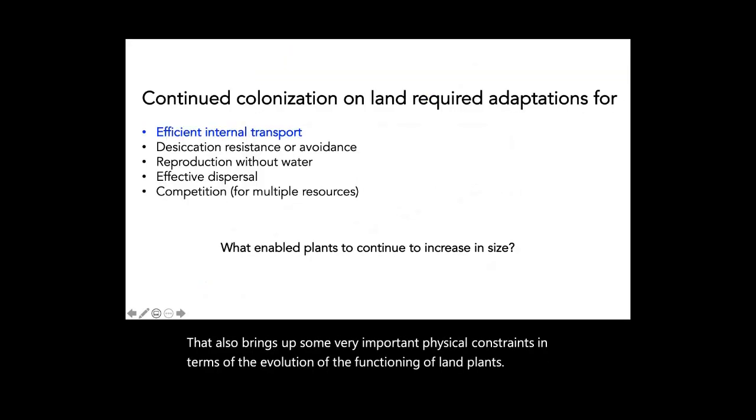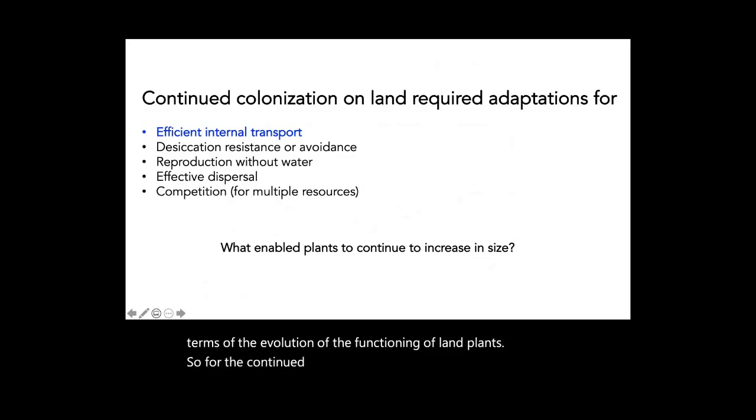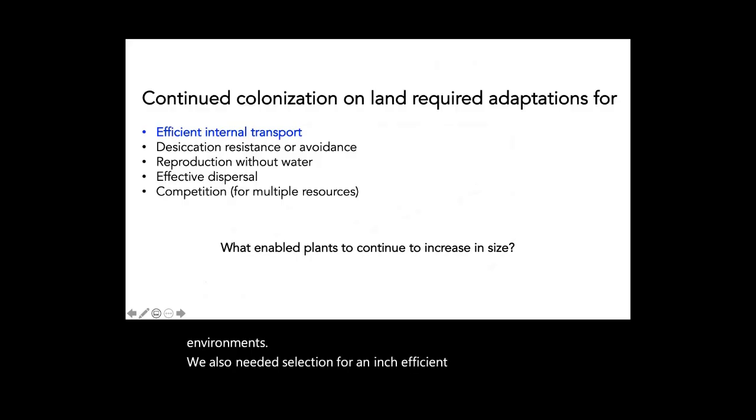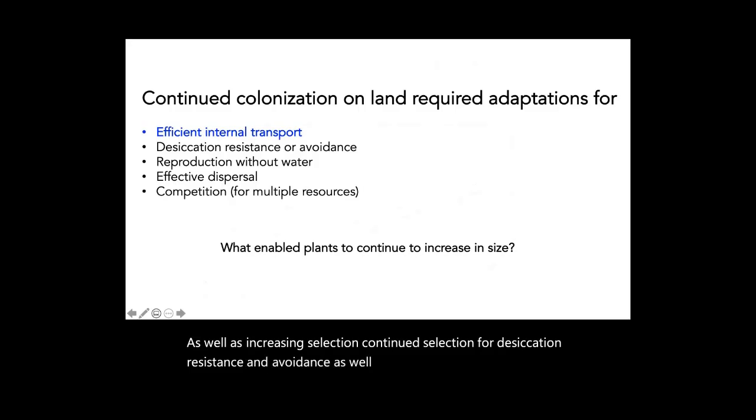Okay, so the continued colonization of land required specific adaptations for many different functions. In order for plants to colonize these increasingly drier environments, we also needed selection for an efficient internal transport network, as well as continued selection for desiccation resistance and avoidance, as well as reproduction without water, but also effective dispersal, as well as the importance of competition. In particular, increased adaptations for dealing with competition.